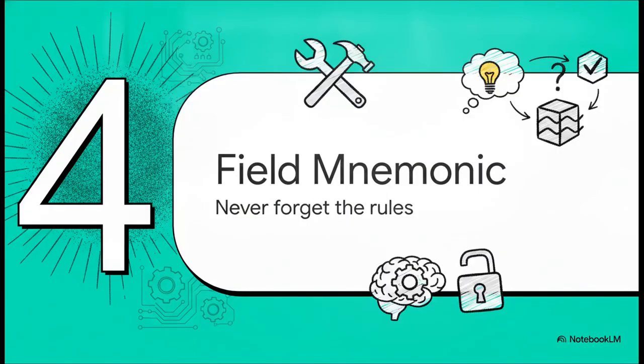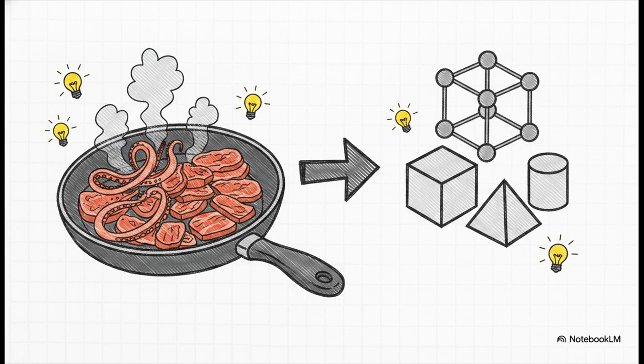Section 4, Field Mnemonic, Osam-Bulgogi. Never forget the 3-piece set. Let's be real. Out on a busy, high-stakes job site, you don't have time to pull out reference charts. You need a quick, reliable way to remember these exact anomalies. So allow me to introduce a truly brilliant field mnemonic, Osam-Bulgogi.